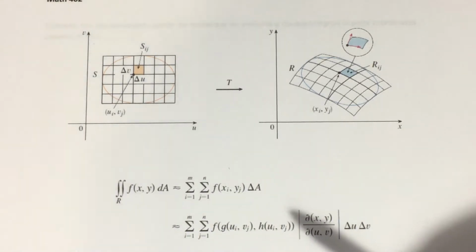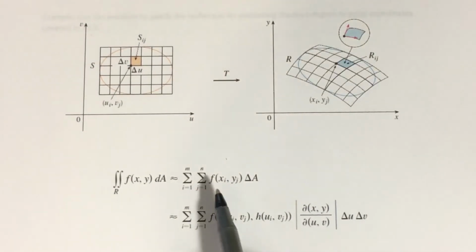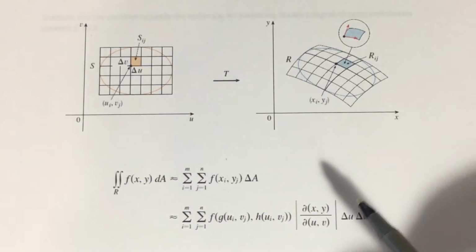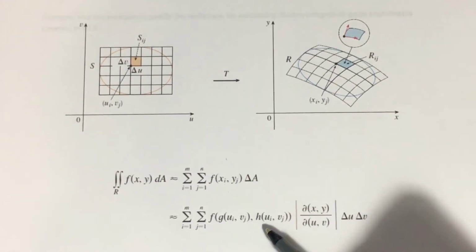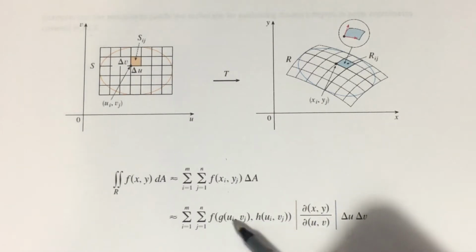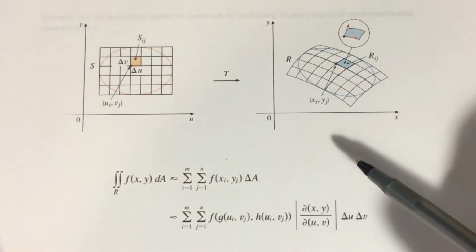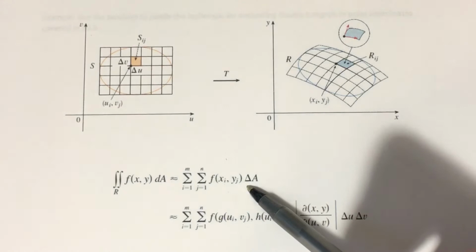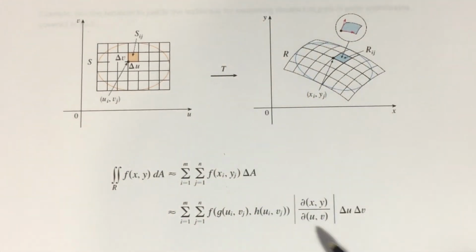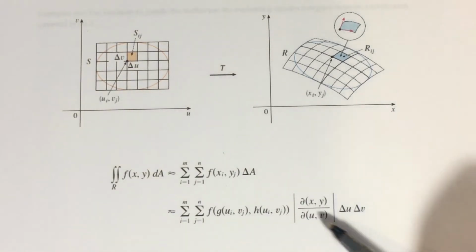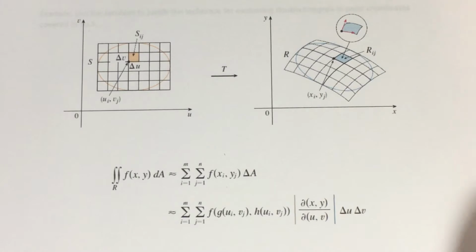Then if I make that change of variable, xi is going to become g of ui vj. That's going to be the corresponding point here that maps to the point xi, yj over here. And then yj is going to become h of ui vj. That's just from the transformation itself. That's what x and y are supposed to be coming from. And then this delta A, here's the thing that we spent all this time working towards. Delta A we showed is approximately equal to this. Okay? The Jacobian times delta u delta v.